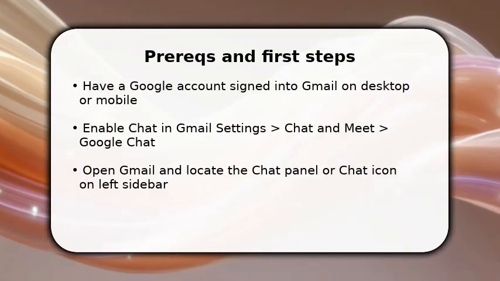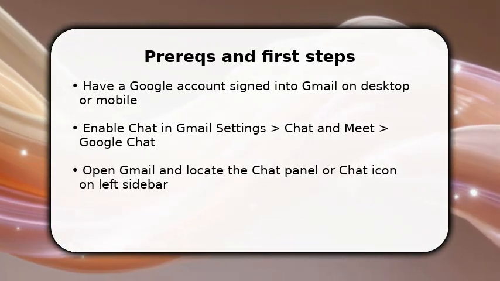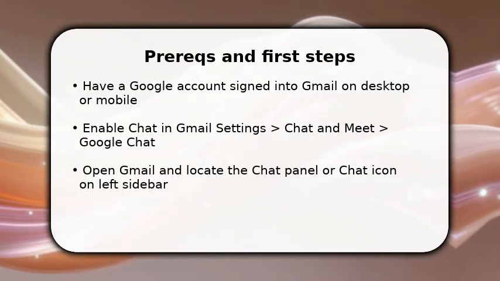You start by confirming prerequisites. You need a Google account and chat enabled in Gmail settings. Once logged in, make sure chat is selected under Settings, Chat, and Meet.